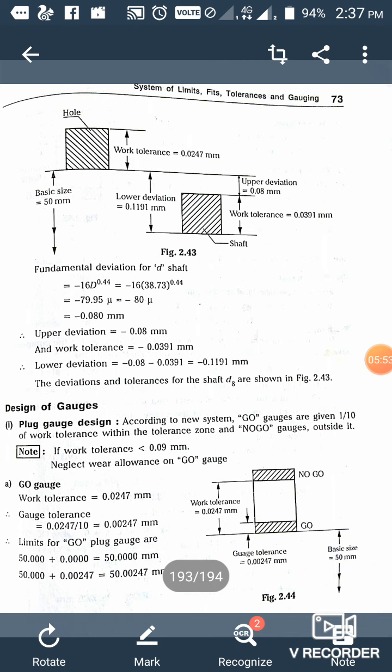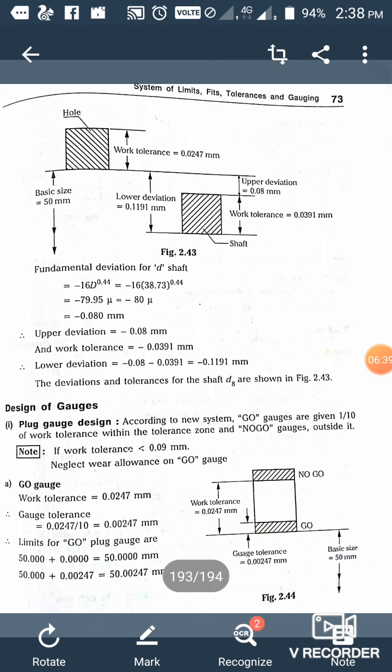So this much you know already. The next thing is to design the gauges, plug gauge and ring gauge. Plug gauge is always used to check the dimensions of a hole and hole-like structures. Very important: plug gauge is used for checking or verifying the sizes of a hole or hole-like structures. Then ring gauge is for checking or verifying the dimensions of a shaft and shaft-like structures. Now you can design either one first. Let us take plug gauge design first.